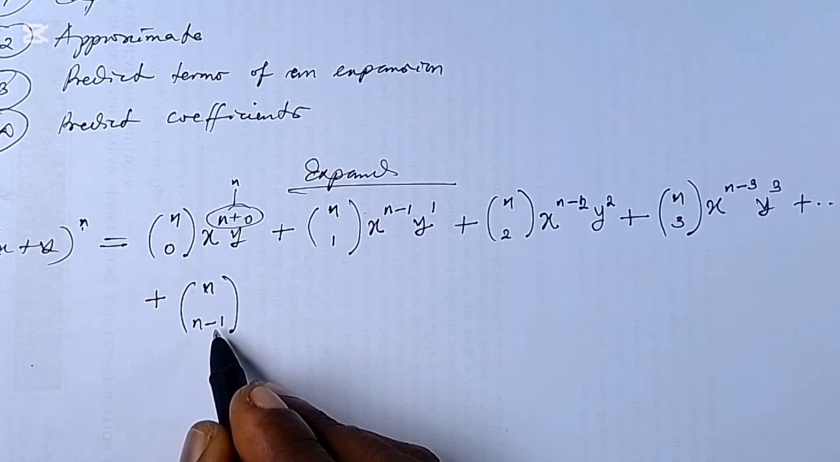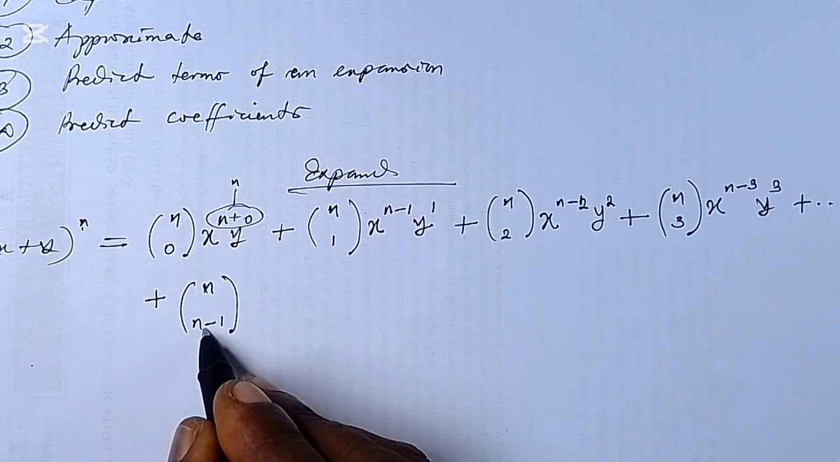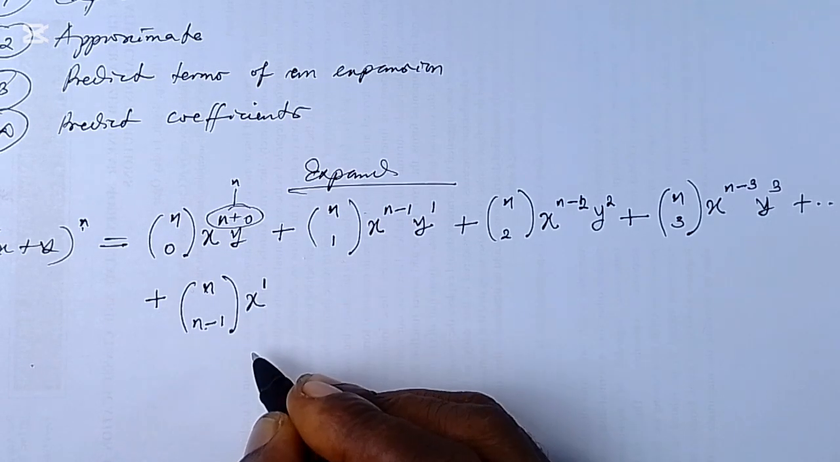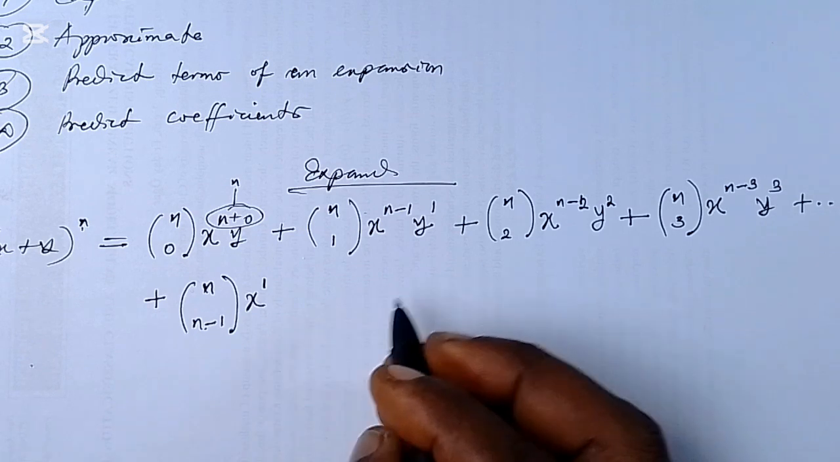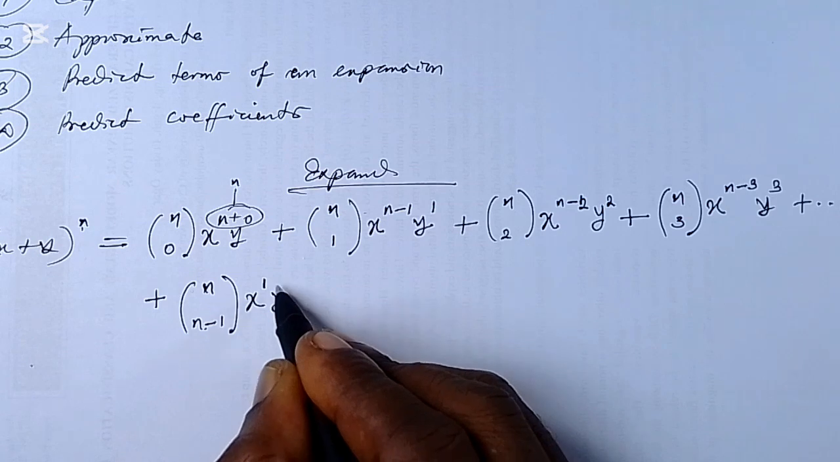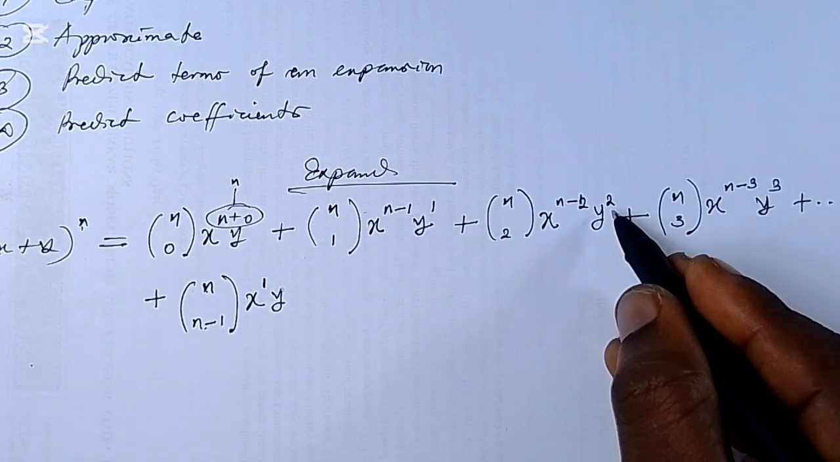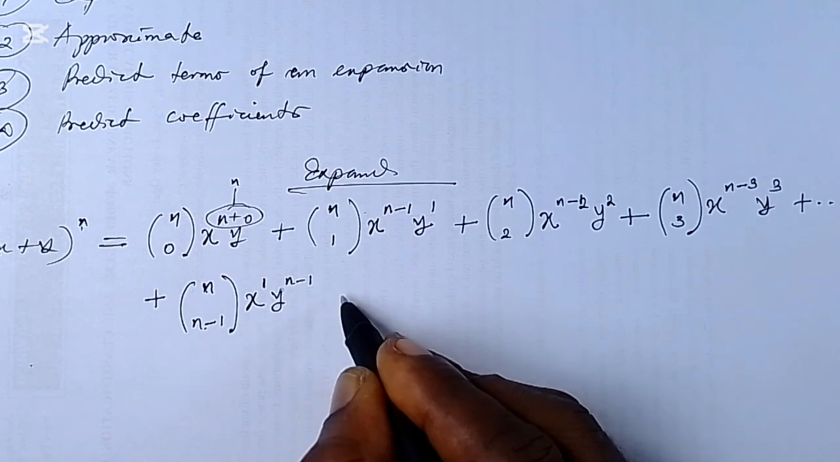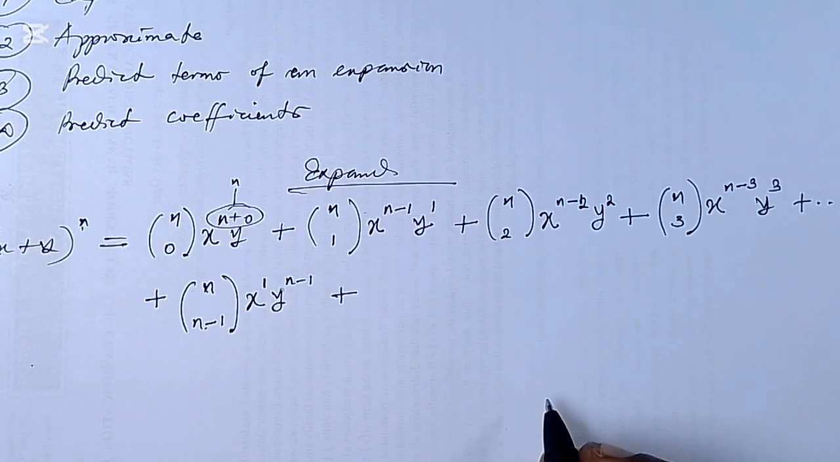So you would actually get to a point where you have n combination n minus 1, and at that point your x would have reduced to 1, and y would have increased from 0 through 1 through 2 through 3, to n minus 1 for the second to the last term in the expansion.